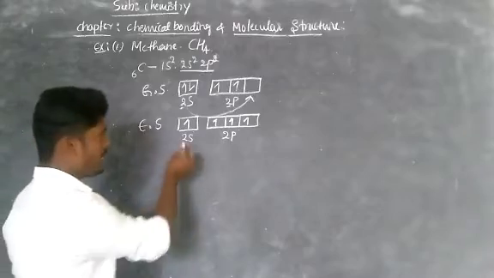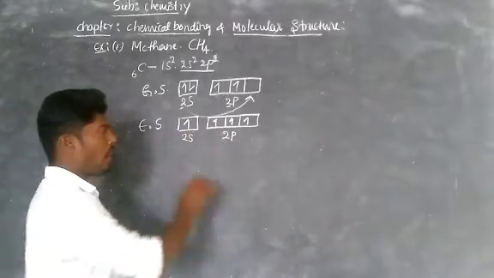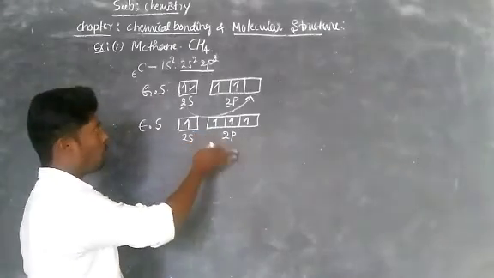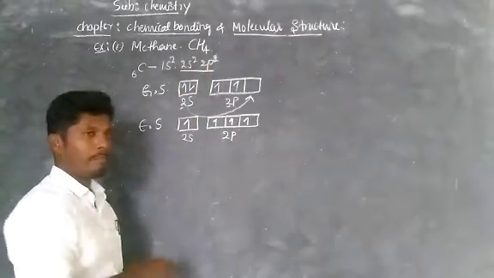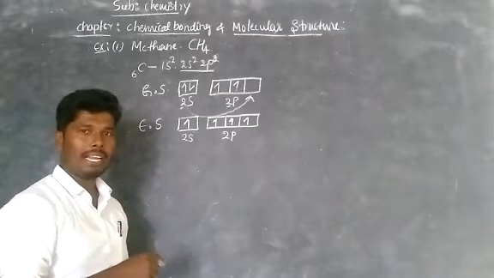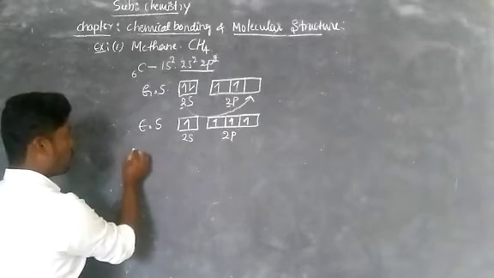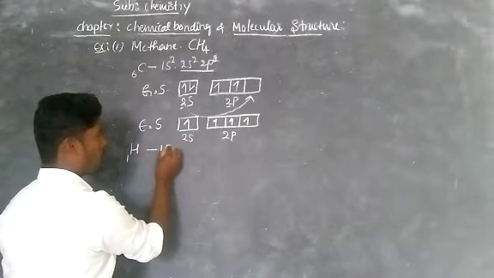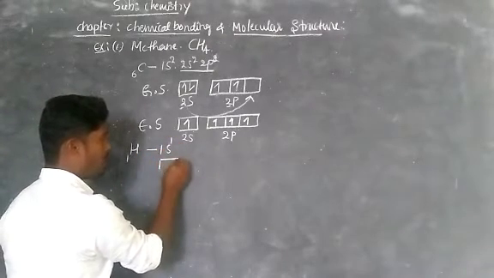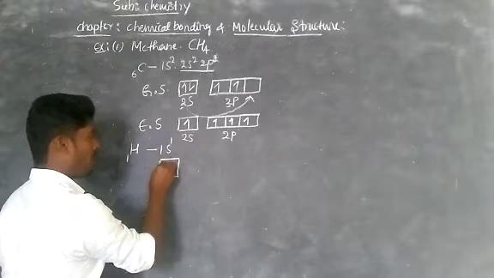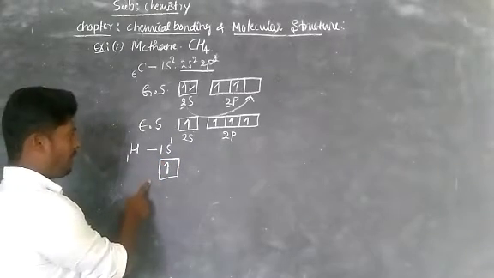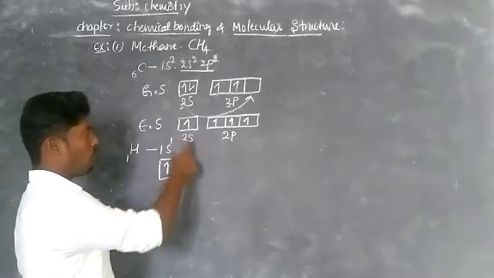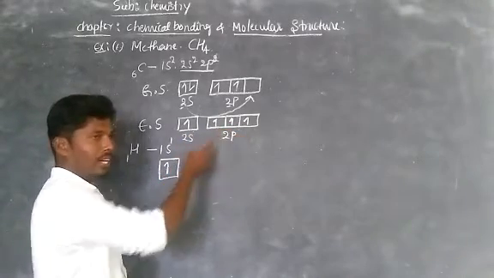Now observe, how many single electrons are there? 4. These 4 single electrons overlap with 4 hydrogen atoms, each having 1 single electron. Now you know the hydrogen atom has atomic number 1 and the electronic configuration is 1s1, so in its orbital there is only 1 electron. This is only for 1 hydrogen. Such 4 hydrogens are there, and all 4 overlap with each electron of carbon.